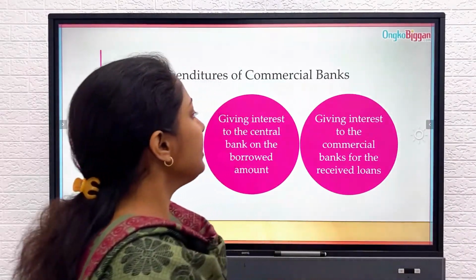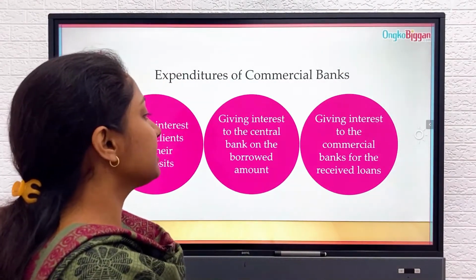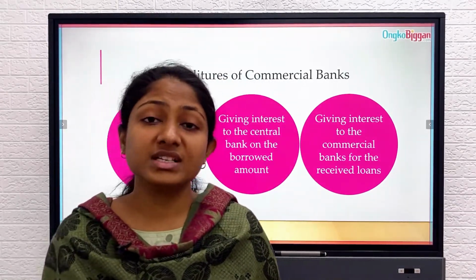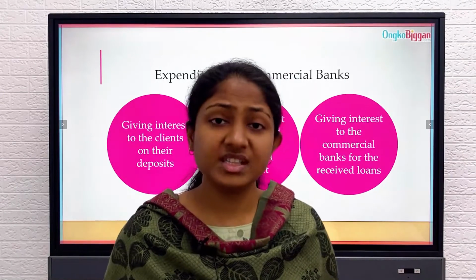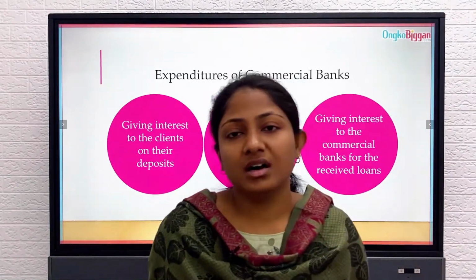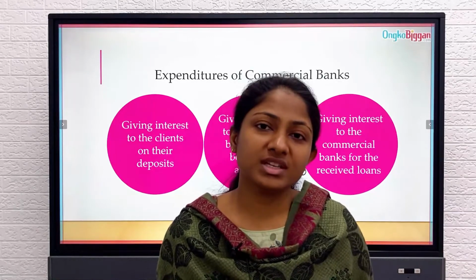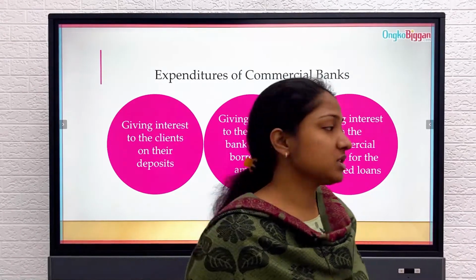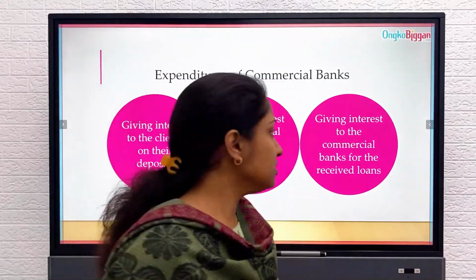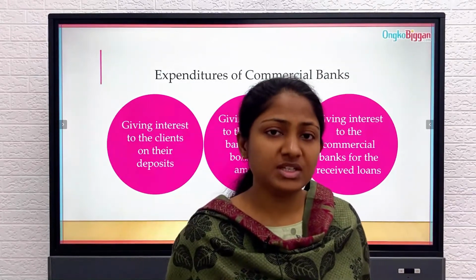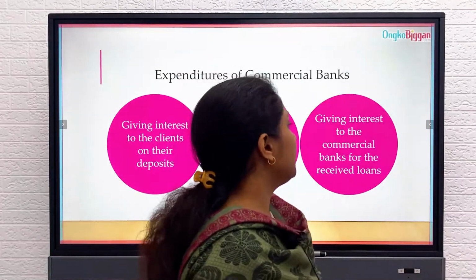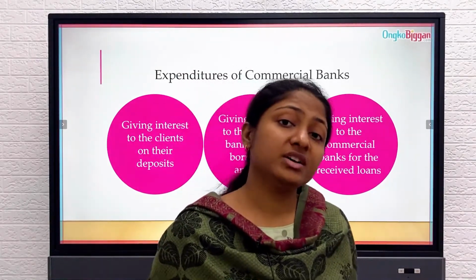Another one is giving interest to the commercial banks for the received loans. What is the meaning of that? It means the central bank is not the only bank that will help you with loans. Other commercial banks will help you by giving loans, if you want to receive loans. So yes, these expenditures will be counted as well, as the interest rate will be applicable for the received loan from the other commercial banks.